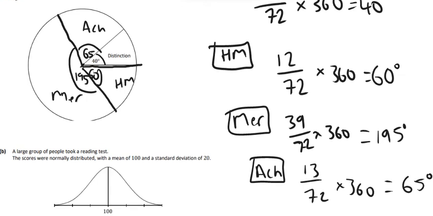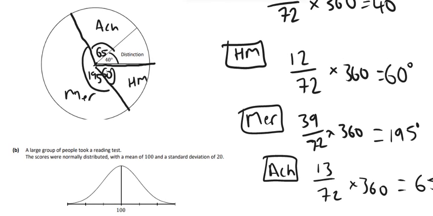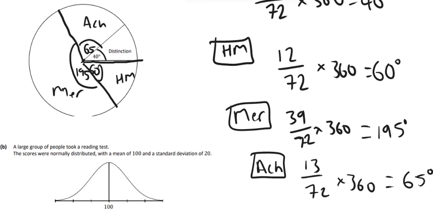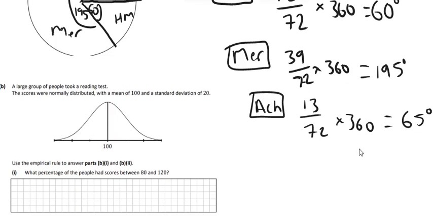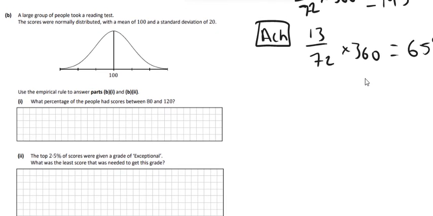Pie chart should look something like that. But obviously in the exam you need to measure it out properly with the protractor, you need to use a ruler, and that's all of it. So, let's look at B.